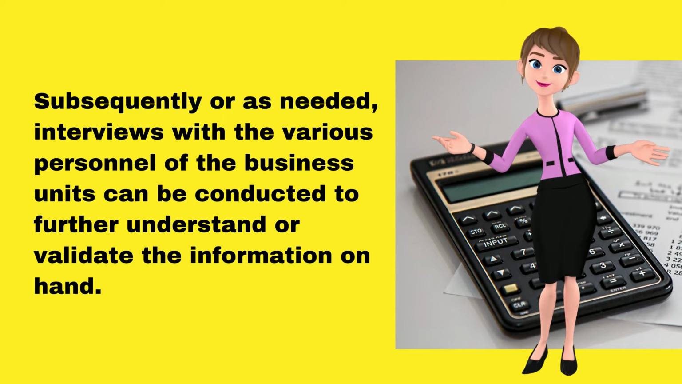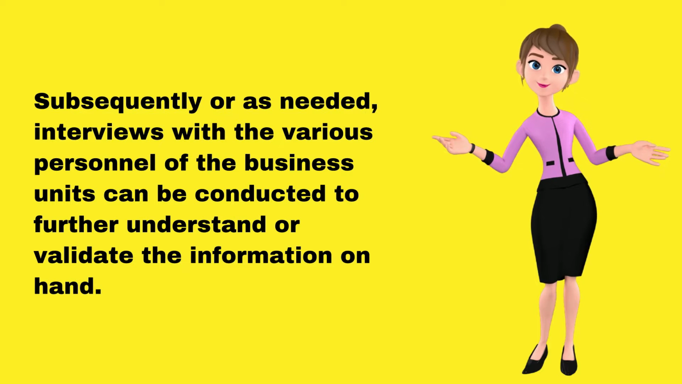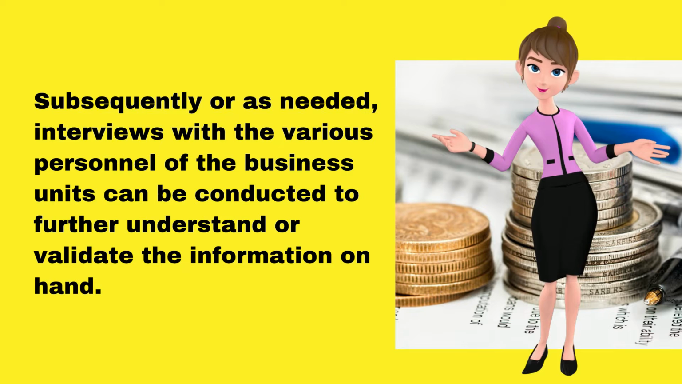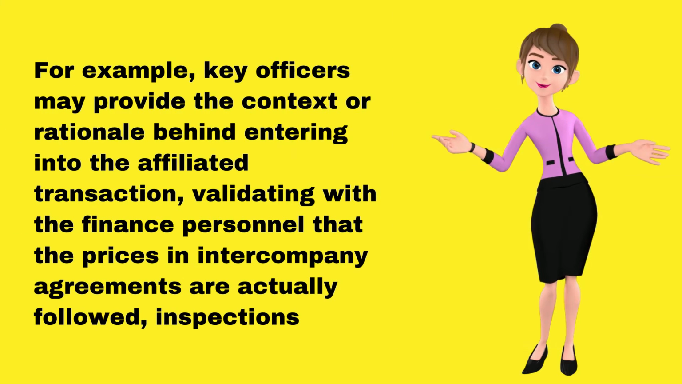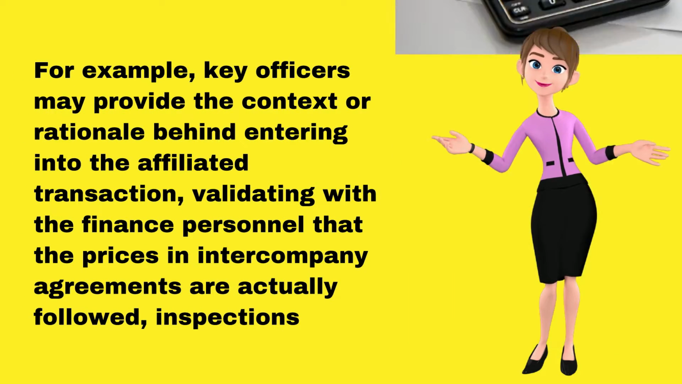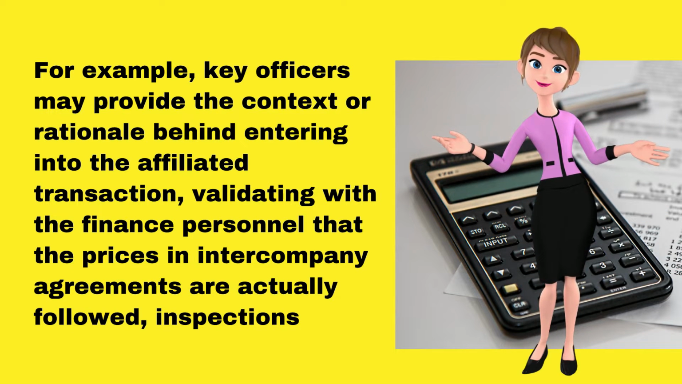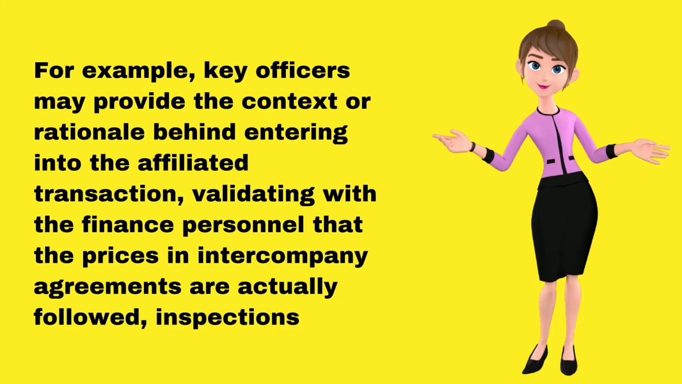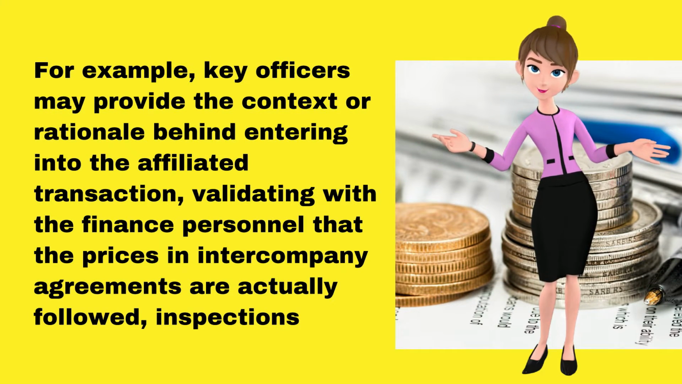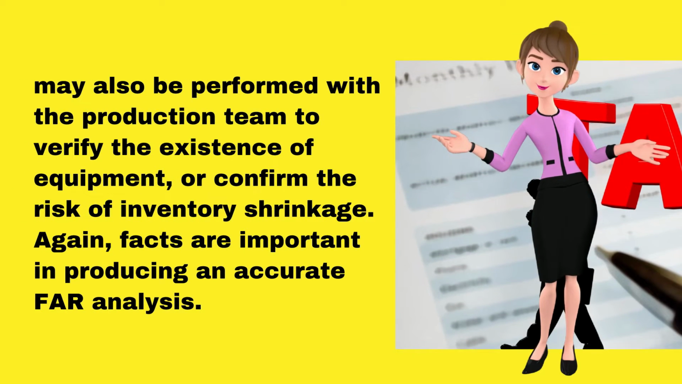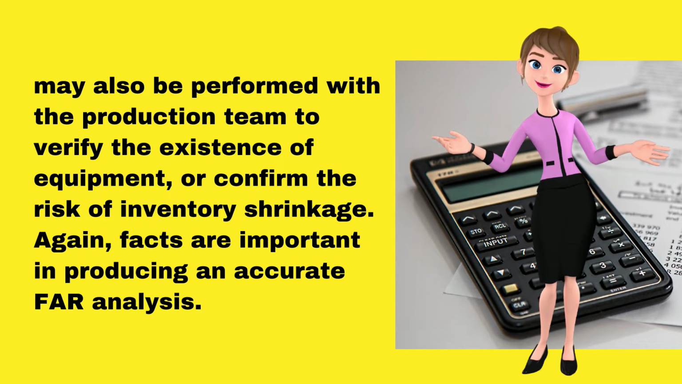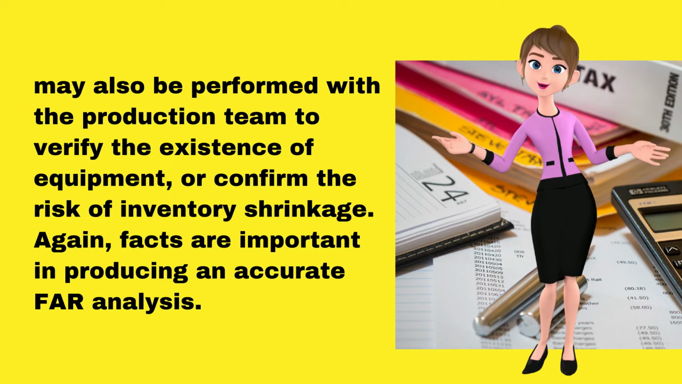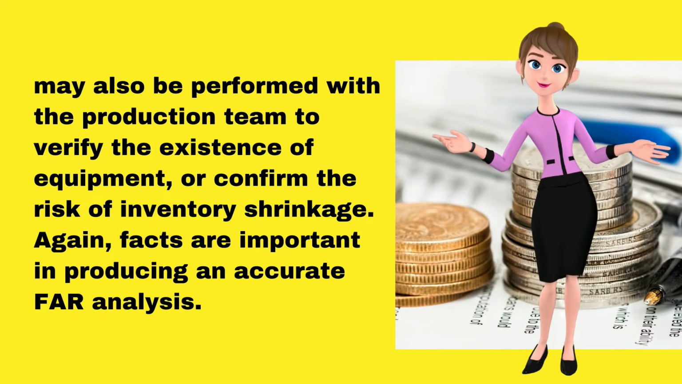Subsequently or as needed, interviews with the various personnel of the business units can be conducted to further understand or validate the information on hand. For example, key officers may provide the context or rationale behind entering into the affiliated transaction, validating with the finance personnel that the prices in intercompany agreements are actually followed. Inspections may also be performed with the production team to verify the existence of equipment, or confirm the risk of inventory shrinkage. Again, facts are important in producing an accurate FAR analysis.